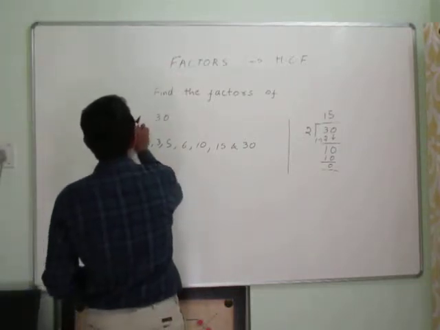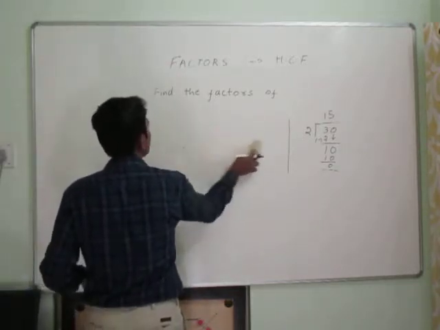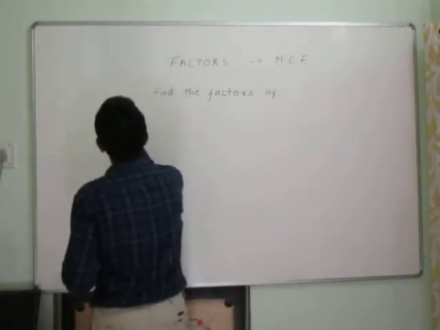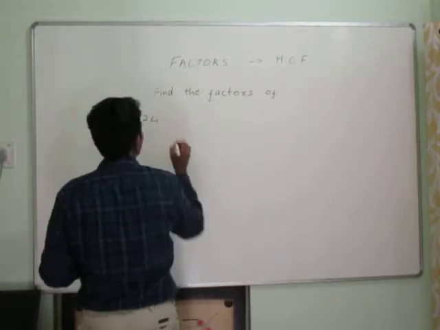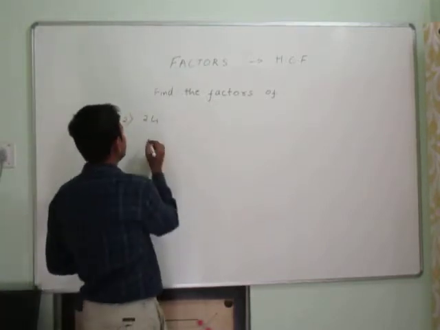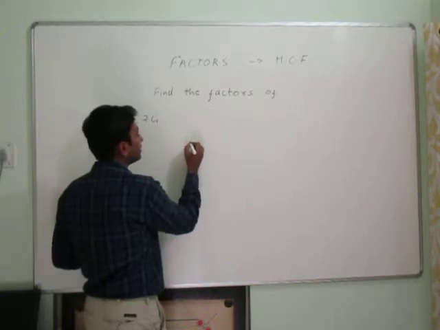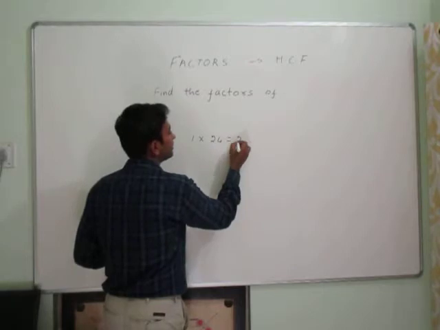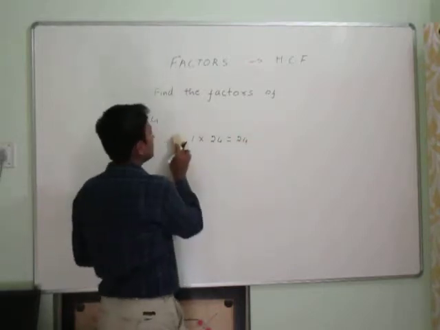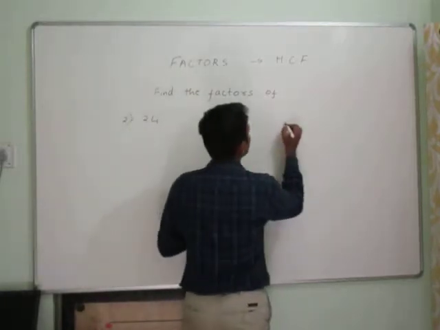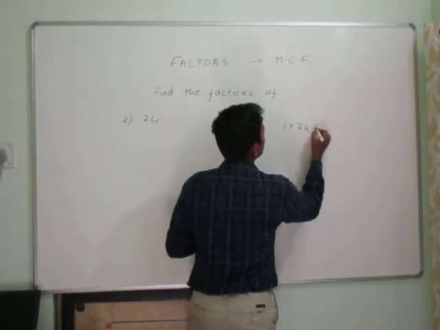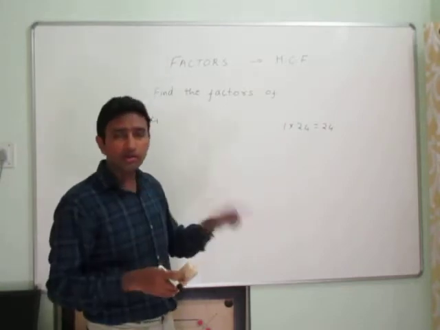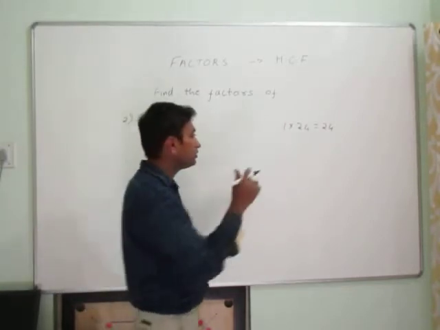24. I want the factors of 24. Again, we go back to this. 1 24 is 24. Next, 24 is an even number, therefore it will be divisible by 2. So therefore I'll get 24 in 2 tables.